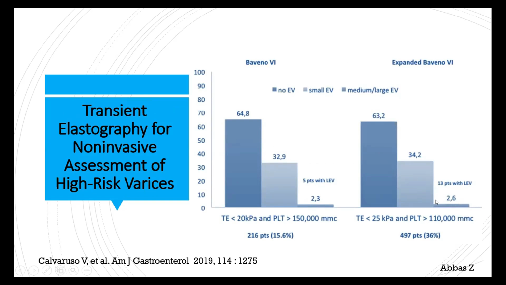So with these criteria, if the platelets are more than 110,000 and transient elastography is less than 25 kilopascal, we can postpone the screening and these patients should be kept under observation. And if the platelets start declining further or the transient elastography starts increasing further, then these patients should undergo screening.